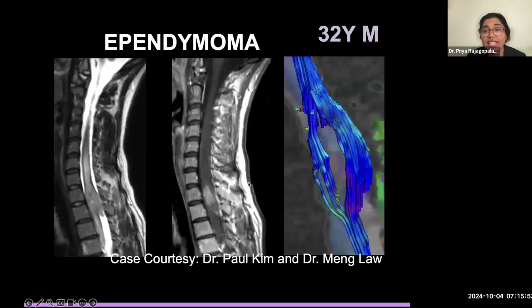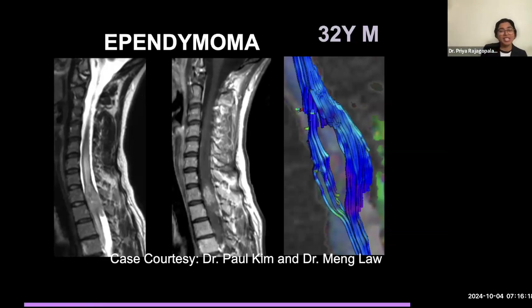Okay, here's another example. It's in a 32-year-old male. The patient presented with symptoms of gait issues. And then we found a nice expansile, enhancing mass. And because it's a 32-year-old, slightly on the younger side, it was kind of challenging to determine if it was an astrocytoma or ependymoma.